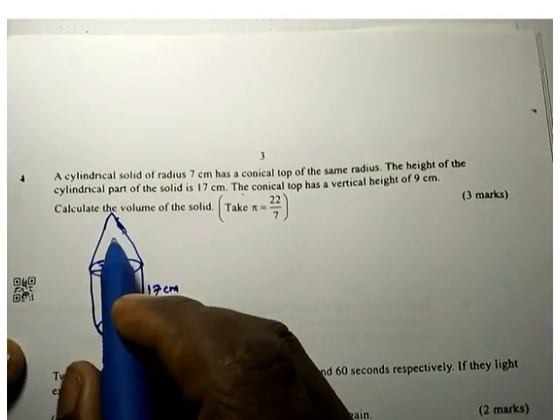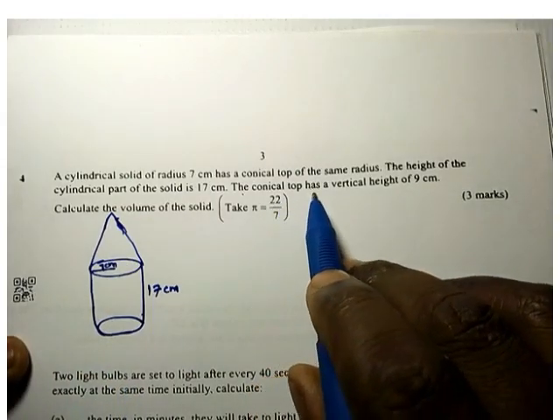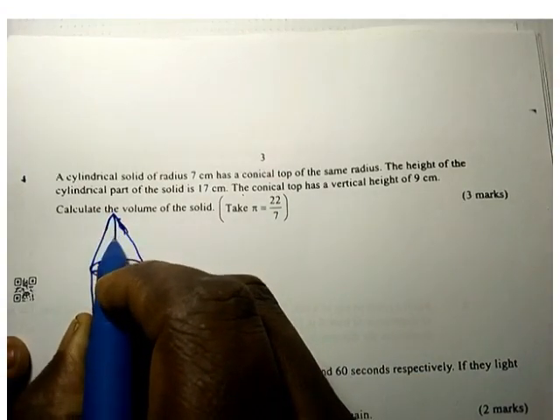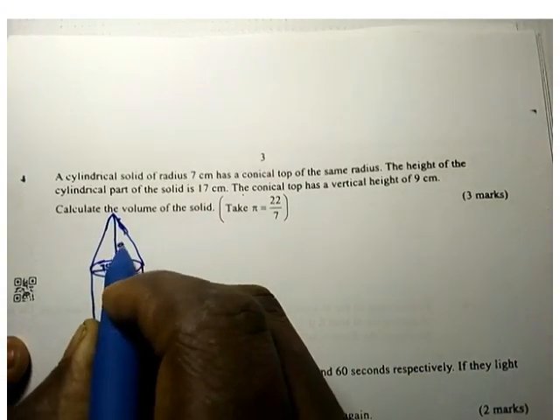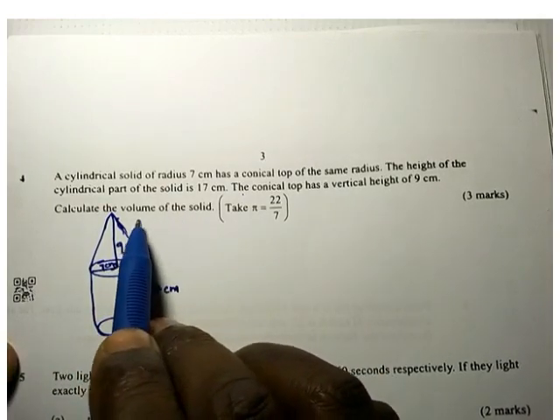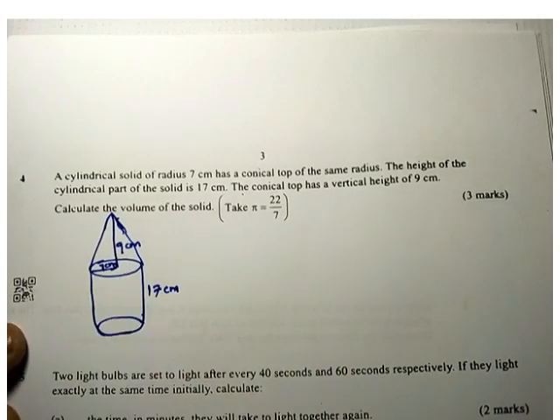So it is made of a cone and a cylindrical part. Then you are told that the conical top has a vertical height of 9. So it means from here up to here is 9 centimeters. So the question is now calculate the volume. So we are supposed now to calculate the volume of the cone, then we add the volume of the cylinder.